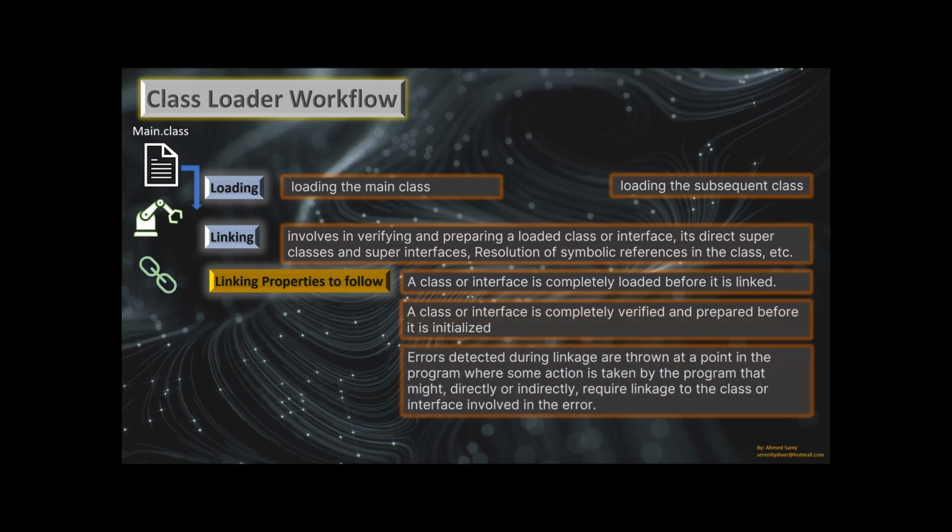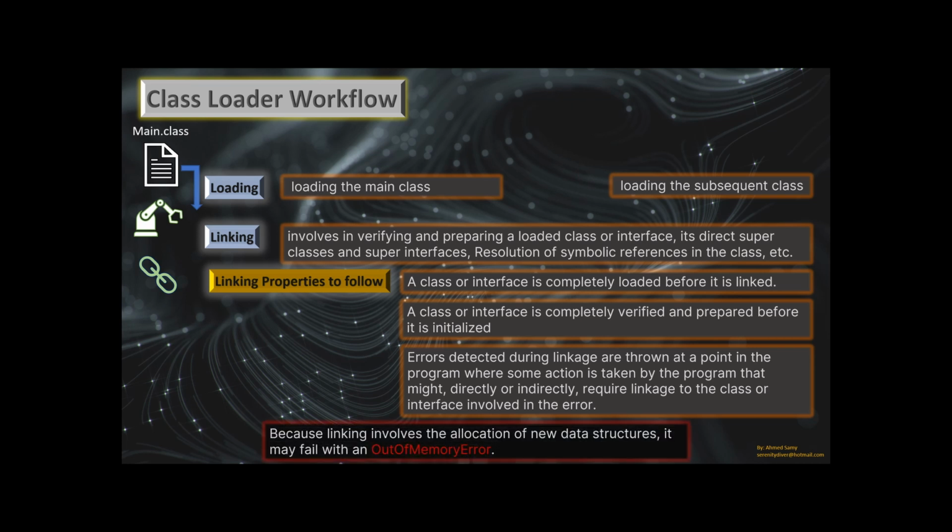Errors detected during linkage are thrown at a point in the program where some action is taken by the program that may directly or indirectly require linkage to the class or interface involved in that error. So the early detection of errors is one of the security advantages in Java. This way, you avoid any work after you load your class if it already has some error.